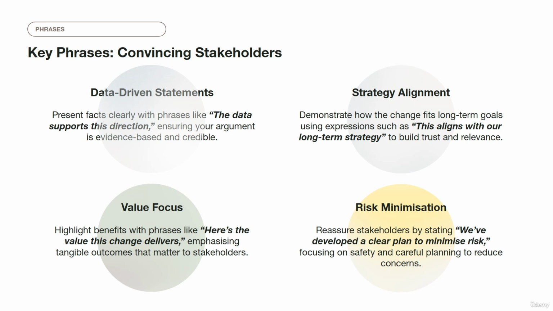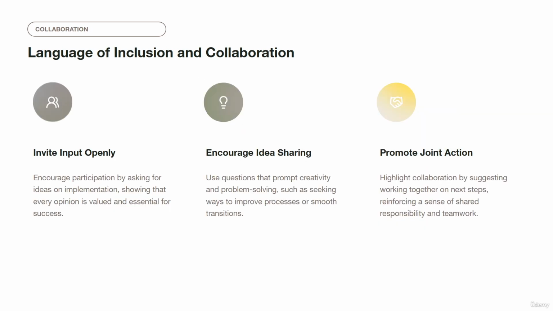Risk management. Reassure stakeholders by stating, we've developed a clear plan to minimize risk. So don't worry about it. We've already thought about the risks. It's under control. So in order to achieve buy-in, we need to use the language of inclusion and collaboration. People need to feel like they're part of the process. So encourage participation by asking for ideas and implementation, showing that every opinion is valued and essential for success. Doesn't mean you have to use all the ideas or even give them serious consideration, but give space for those ideas to be put forward.